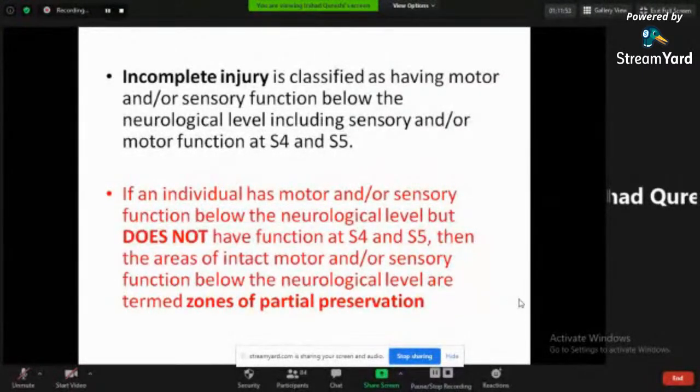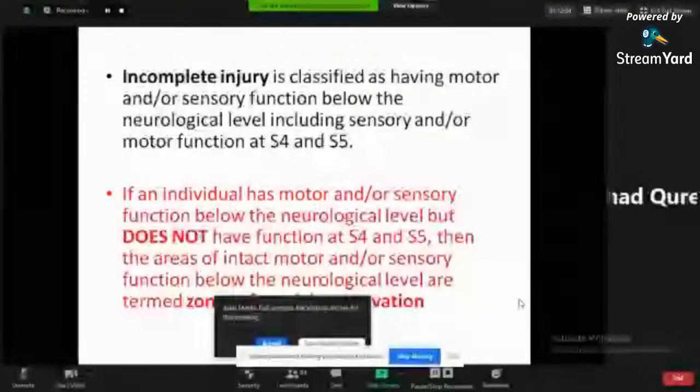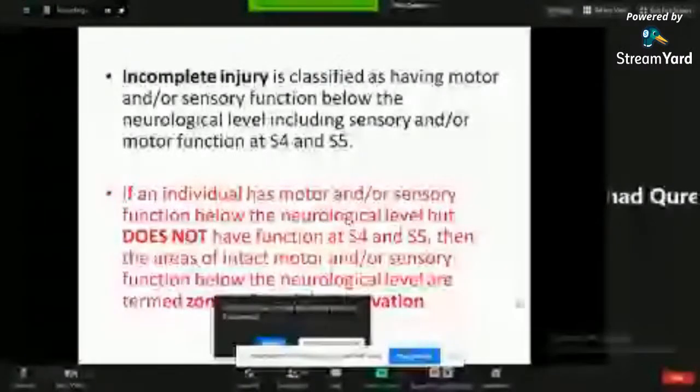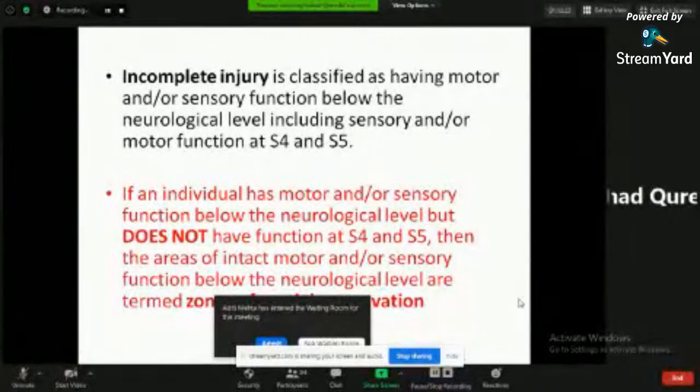We can assess like, I have highlighted the definition of zone of partial preservation, because the definition, what is known to us till now, has been replaced. So if you have prepared, if you know this definition, kindly replace it, because this definition has been replaced by the resource. Resource is your American Spinal Injury Association.